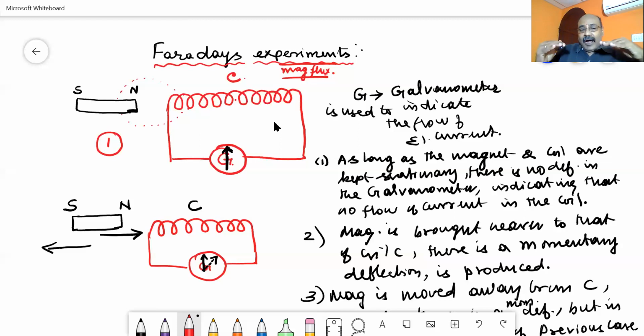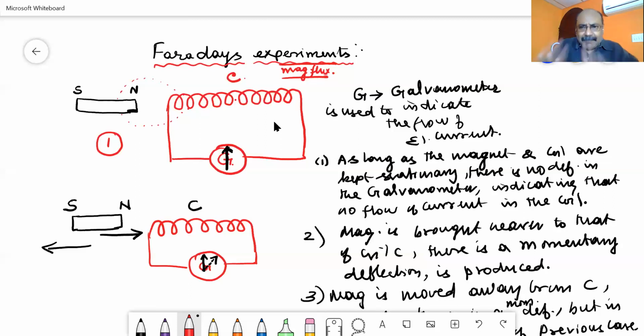When you are bringing the magnet towards the coil, the magnetic flux increases. So the deflection is in one direction. When you are moving, there is a change in magnetic flux, so a momentary deflection. When you are keeping it at rest, there won't be any change in magnetic flux. Similarly, when you are taking the magnet away, the magnetic flux decreases. Since it decreases, opposite to the increasing case, the momentary deflection is on the other side.